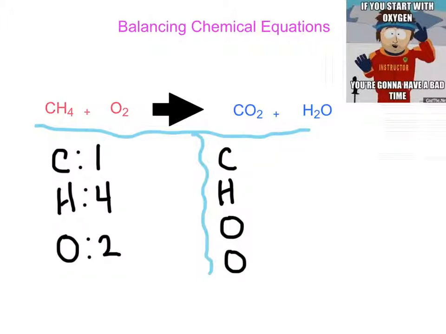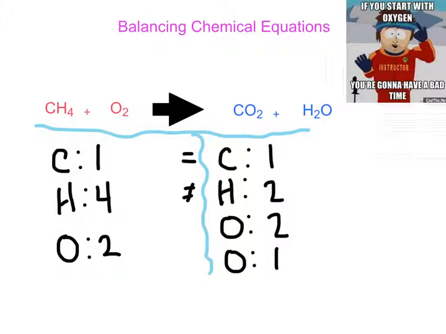Now, when I look at this side, I have to do the same thing. For C, I have 1. So these guys for right now are balanced. For H, I only have 2, so there isn't a balance there yet. For my first O, I have 2, which is okay until I find that my second O, I have 1.